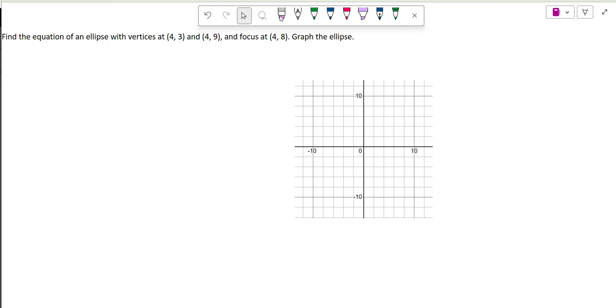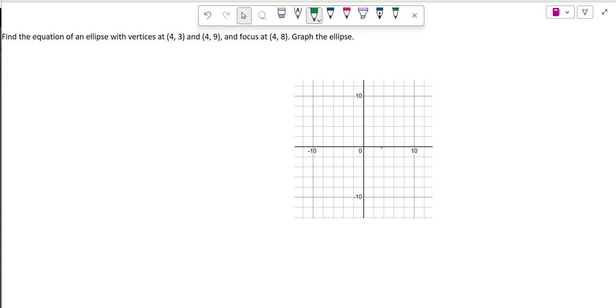So here we have an example of finding the equation of an ellipse, given a few points on the ellipse, and I don't believe the ellipse goes through the center. The center is not at 0, 0. So let's take a look at this. We're going to say that the vertices are at 4, 3, and 4, 9.